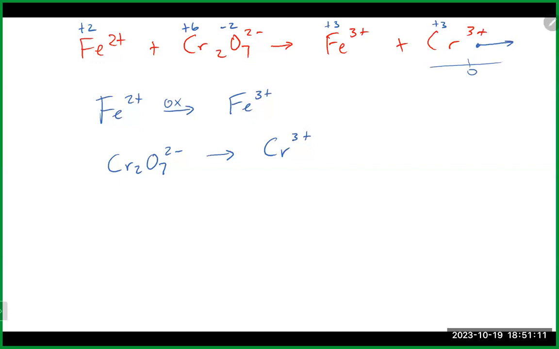By default, the chromium here is going to be reduced. We could also see that by chromium starting at +6 and ending at +3, which means it is moving in a more negative direction, right? Same rules there. All right, so the top half reaction is our oxidation half reaction. The bottom one is our reduction half reaction.